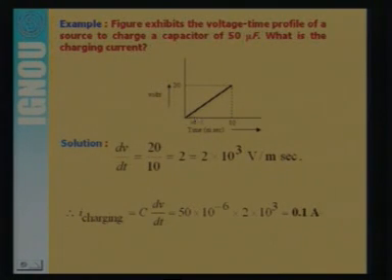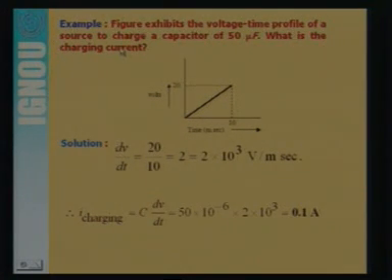This figure exhibits the voltage time profile of a source to charge a capacitor of 50 microfarad. The value of the capacitor is given in the problem. The capacitor is of 50 microfarad. What is the charging current? The time-voltage relationship is given, and the value which is asked is the charging current. So how do we get this?